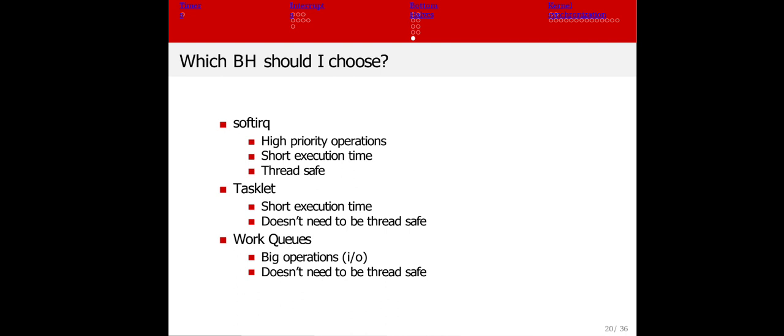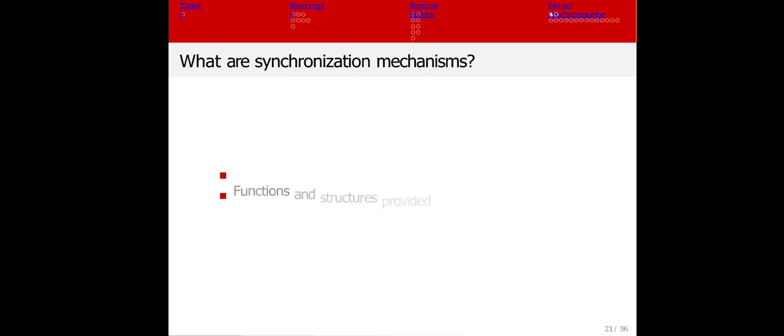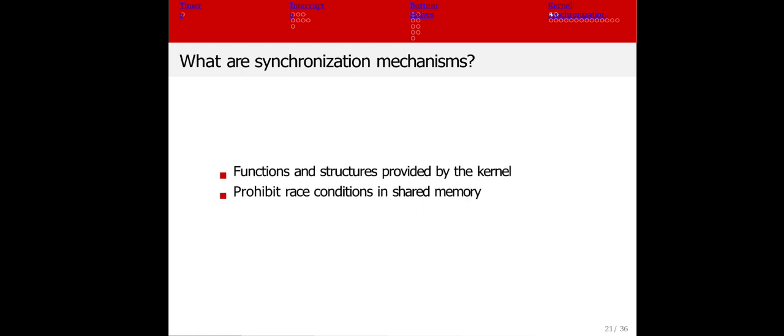What are the synchronization mechanisms used? Functions and structures provided by the kernel, to prevent race conditions in shared memory. If you are not aware of race conditions, just go through our channel in the RTOS playlist. We discussed it. So these are all the synchronization mechanisms.